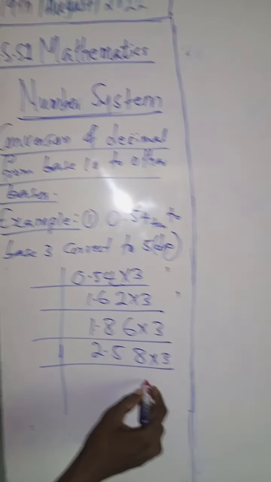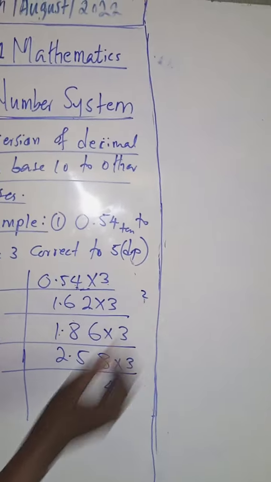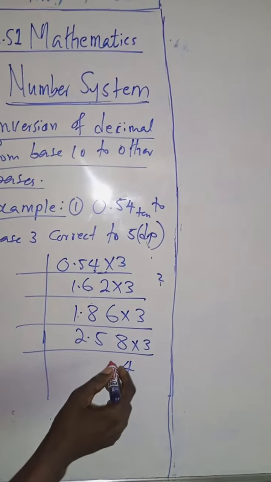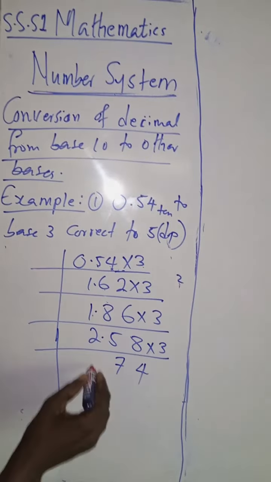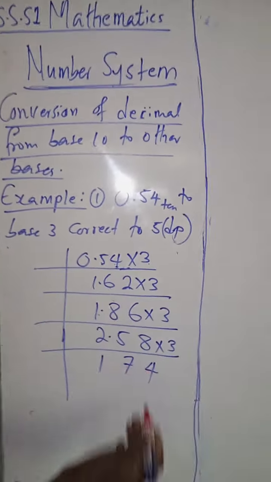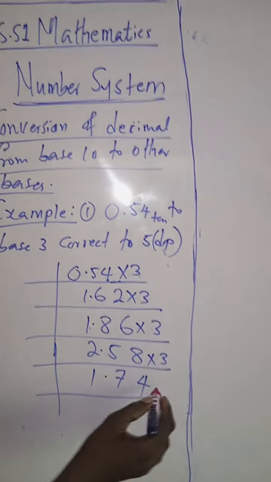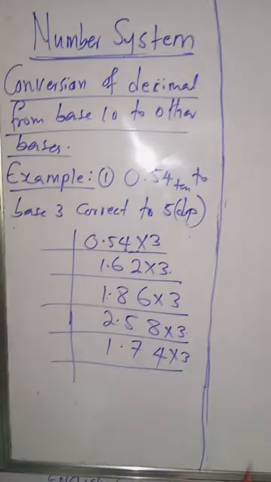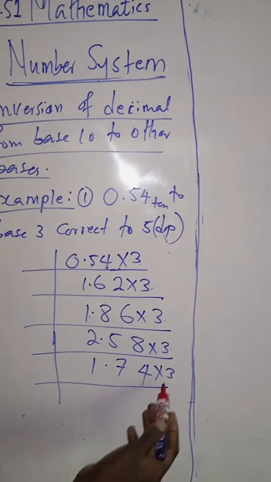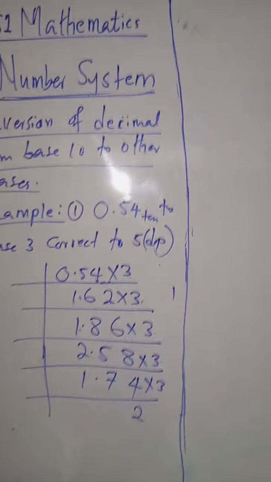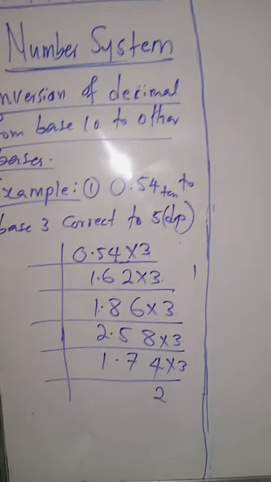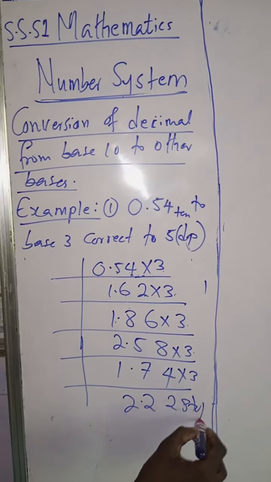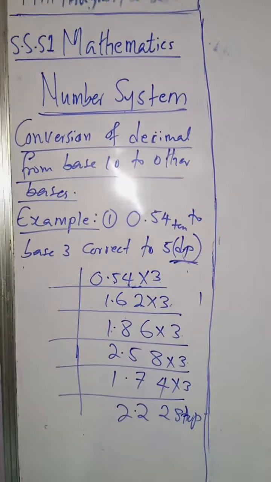So this one, 0.58 times 3, gives 1.74. I take 1, and I write everything down since I'm concerned with the part after the point. I count 1, 2, 3, 4, 5. Okay, the fifth. So this gives 2.22, I take 2. I stop here since I have been told to 5 decimal places.